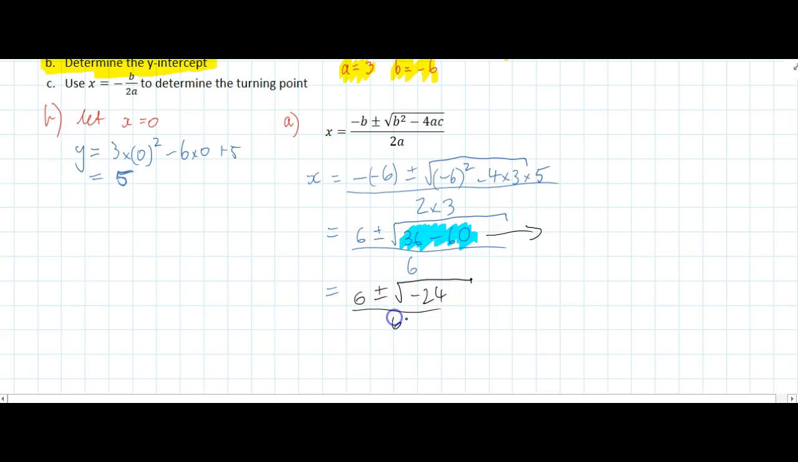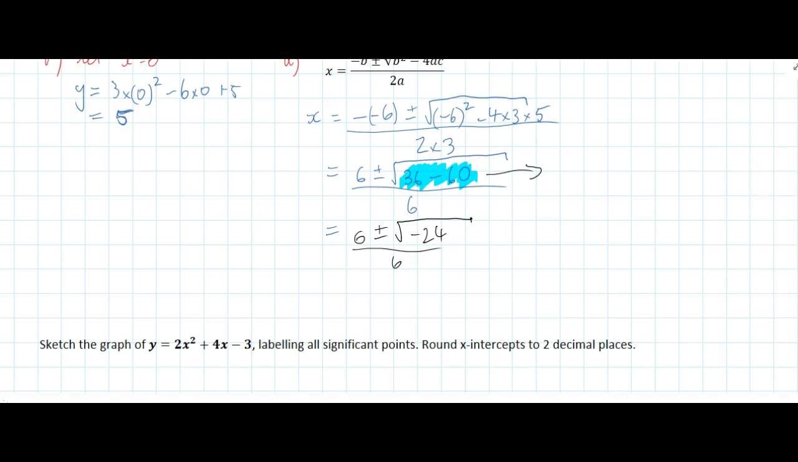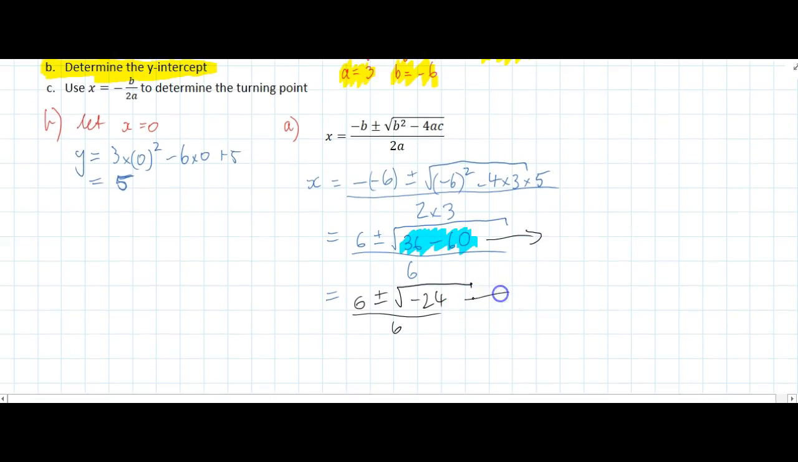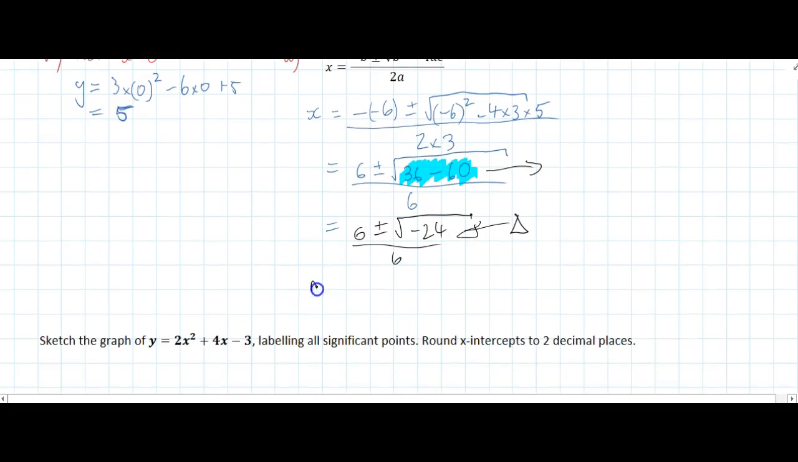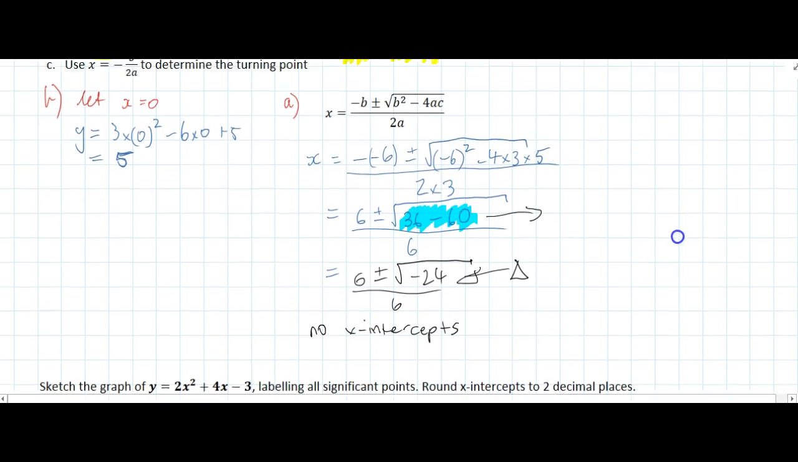And we can stop right there, because once we have a negative under a square root, in fact, this is our discriminant. I remember I said that bit under the square root is our discriminant. If that is negative, there are no x-intercepts. So I can write that, no x-intercepts. This one sits wherever it is. It sits above the x-axis, or it doesn't touch the x-axis.